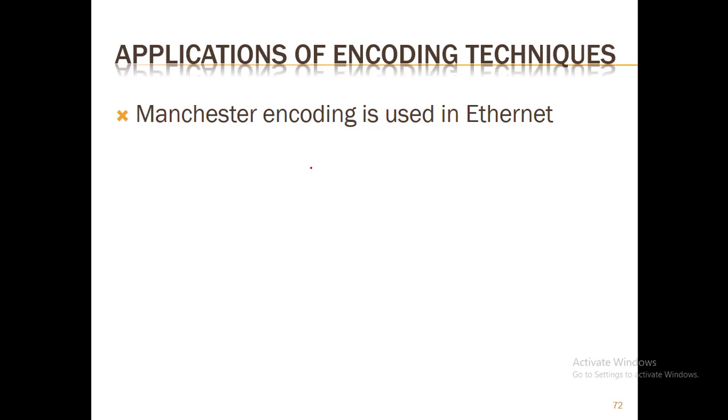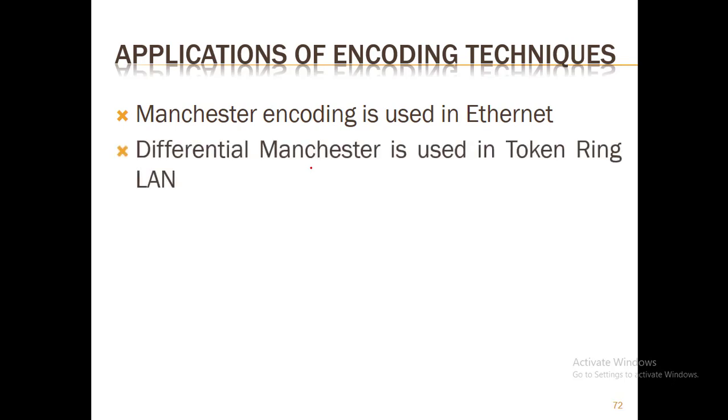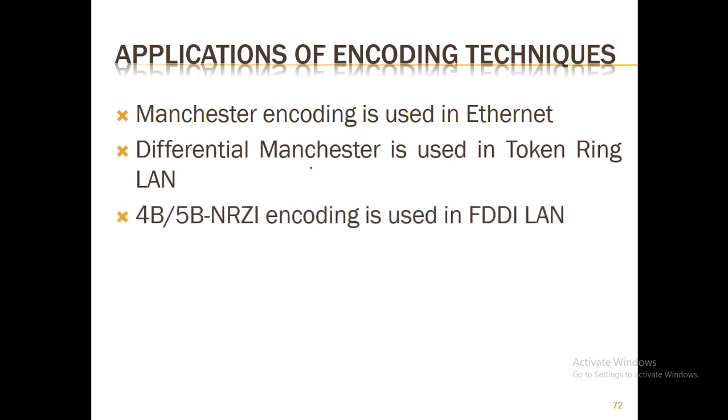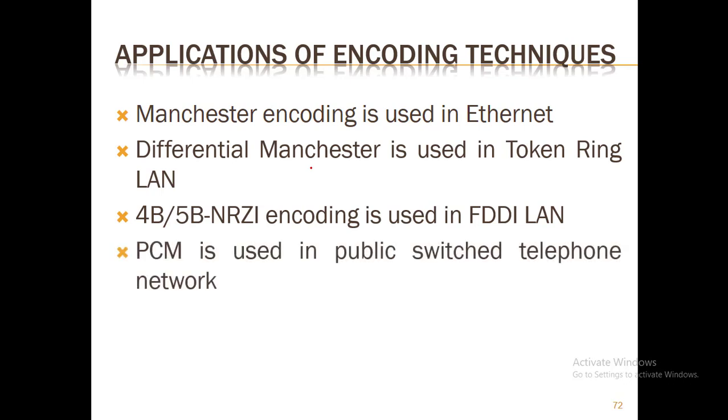In conclusion, let's see what the applications of encoding are. At least we have seen where it is applied. Manchester encoding is used in Ethernet. Differential Manchester is used in token ring local area network. 4B/5B along with NRZI encoding is used in FDDI, fiber distributed data interface local area network. And PCM, pulse code modulation, is used in the public switched telephone network.